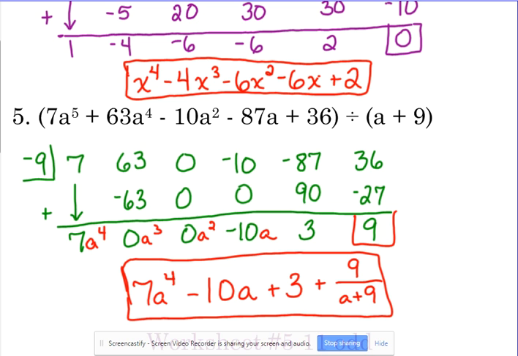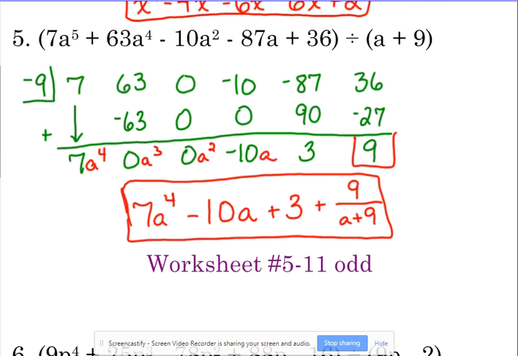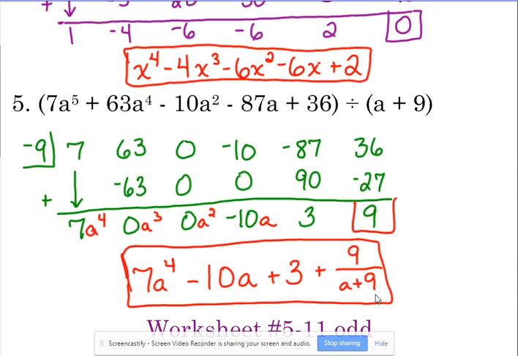Okay? All right, so pretty straightforward process. You just got to be careful with it.